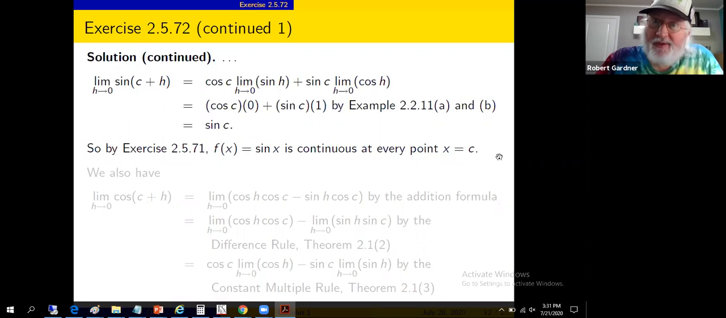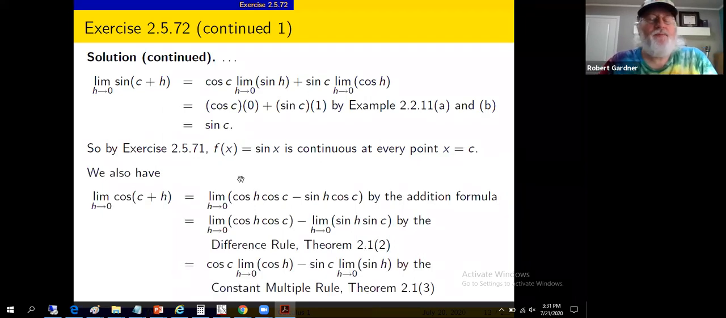You're going to like this one if you like that one. It's the same puzzle. Limit as h approaches 0 of the cosine of c plus h. We had a summation formula on the previous slide for cosine functions. It's got a difference. Limit of the difference is the difference of the limits. Difference rule from theorem 2.1. Cosine c is constant. Sine c is constant. Bring those constants out front of those limits, just like we did before, constant multiple rule.